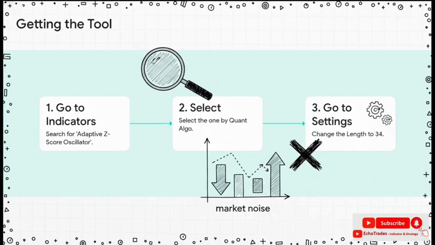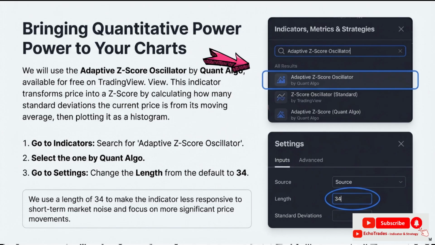Okay, so the best part? You can actually get a tool that does all this for free. If you're on TradingView, just pop open the Indicators menu and search for Adaptive Z-Score Oscillator. Make sure you pick the one by Quant Algo. We're going to use it for the rest of this analysis. Oh, and just one quick tweak, go into the settings and change the length from 20 to 34. It just helps smooth things out a bit.